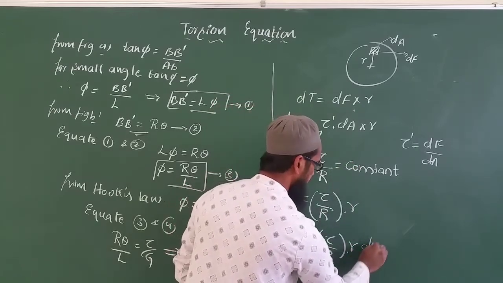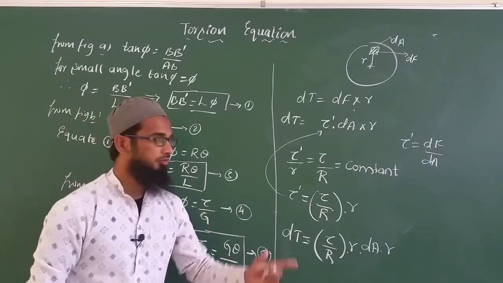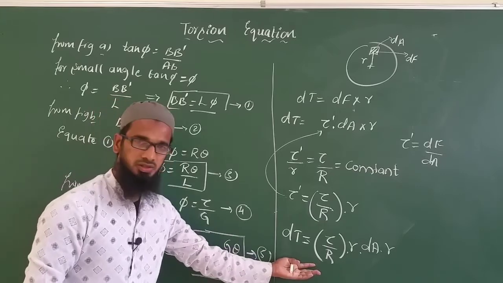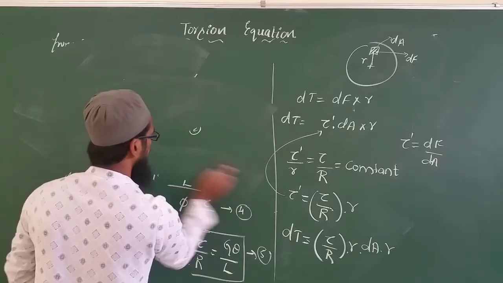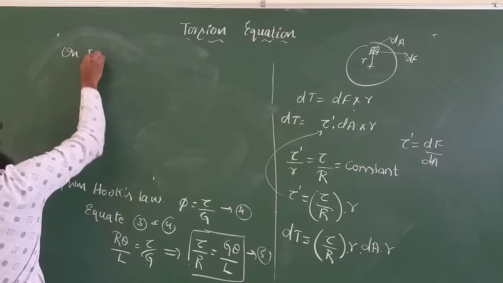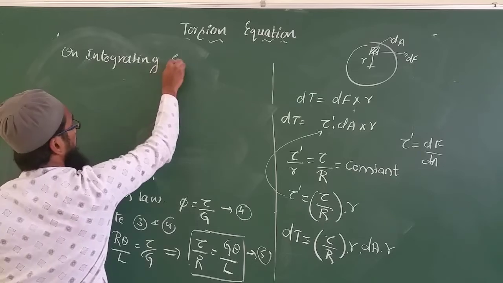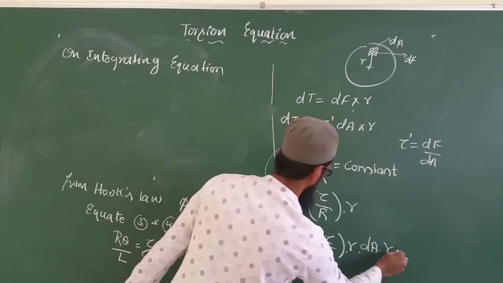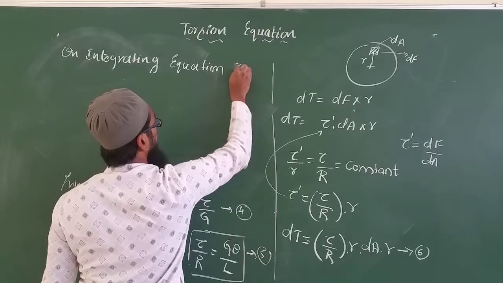Now here there will be a dA, and this is our r. This is the torque for a small differential element. If I want to find the torque for the entire section, we just have to integrate this equation for a given range. I will take this as equation 6, and integrate equation 6.